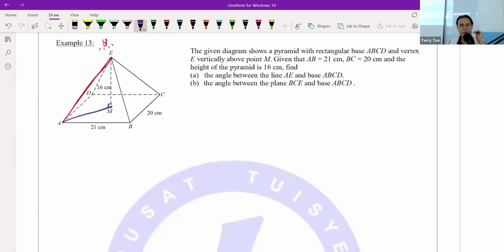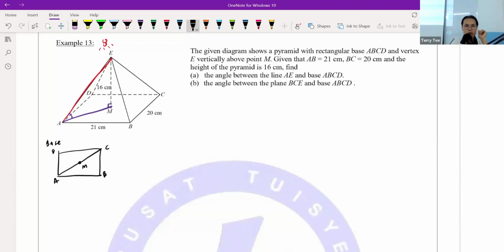Okay, so the angle that you're finding is the angle between the line and its shadow on the plane, or the orthogonal projection on the plane. So we need to find angle EAM. Now, before we find EAM, let's draw the base. My base is a rectangle. Well, my rectangle is so out. Wherever I join this together, this is A, B, C, D, and M is the midpoint. M is in the center.